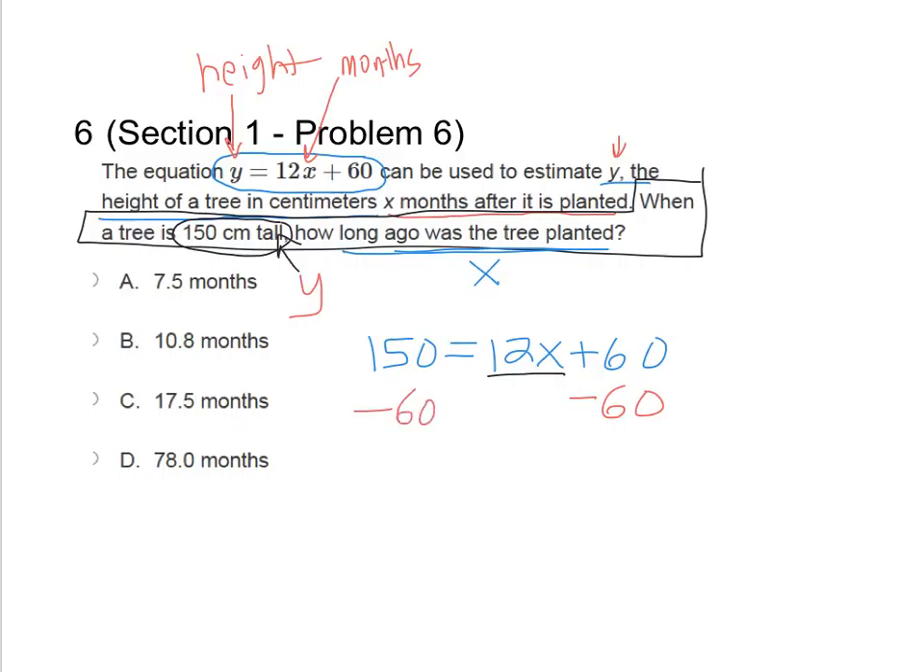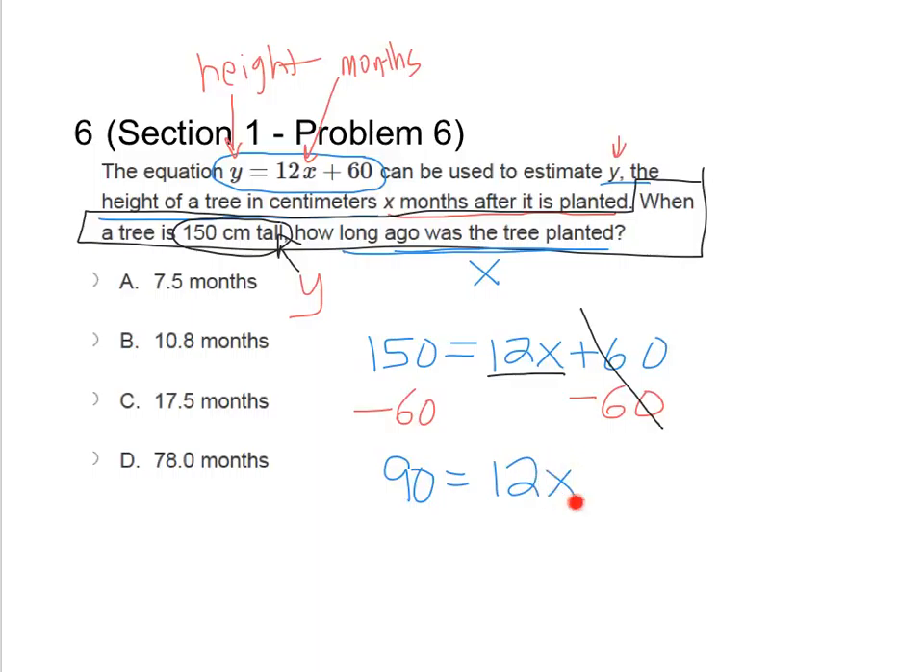On the left-hand side, we have 150 minus 60, which is 90. This section of the test will have a calculator, so you can always pull that up if you need to. Equals, and then on this side, a positive 60 and a negative 60 add to 0, so there won't be any 60 on that side anymore, and we'll just be left with the 12x.